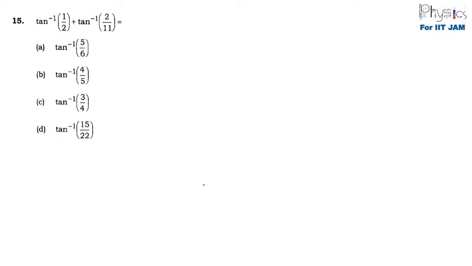So tell me, which is the correct option for this question? Is it option A or B or C or D? Okay, Saurav's answer is option C, tan inverse 3 by 4. So let's see what the correct option is and how to do it. Tell me others, what is the correct option? Okay, Shagata's answer is again option C.